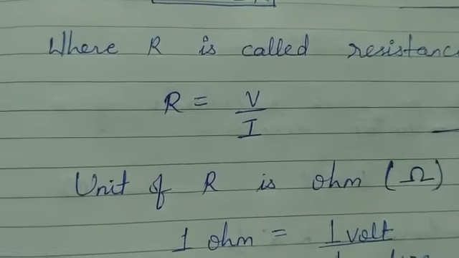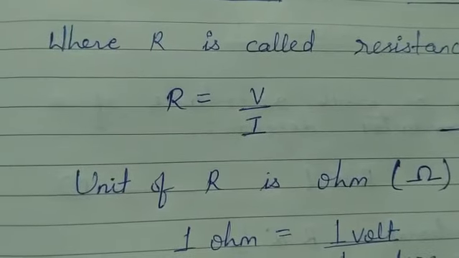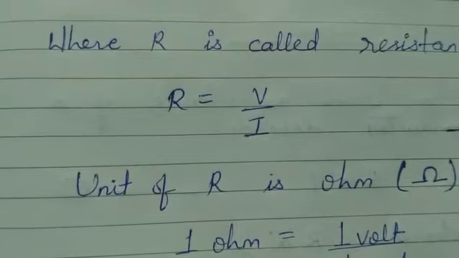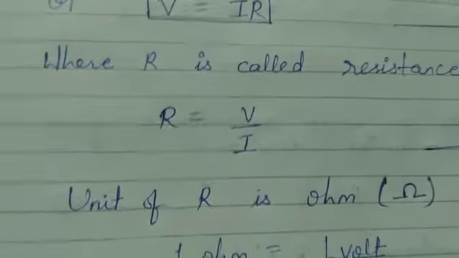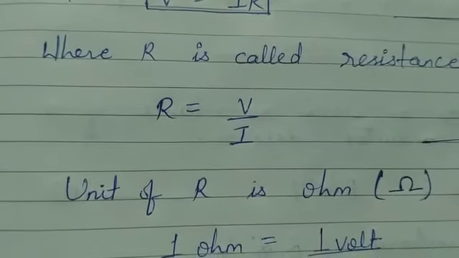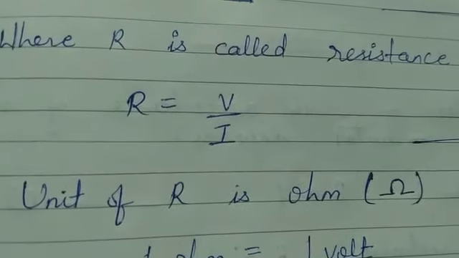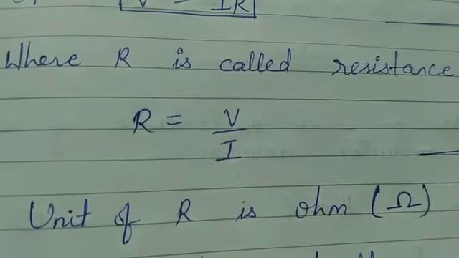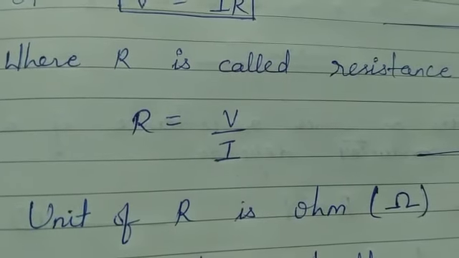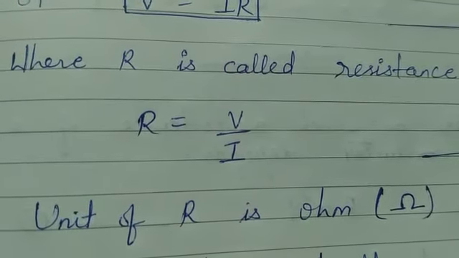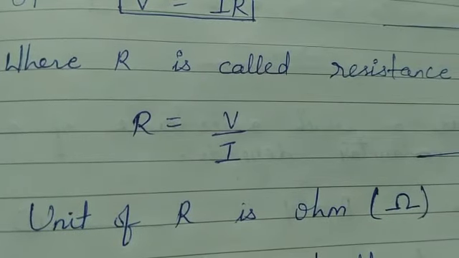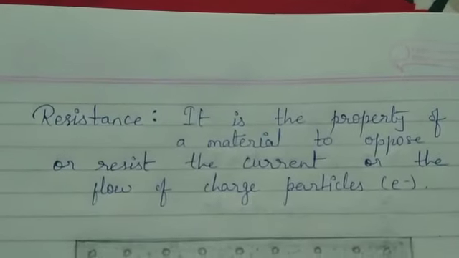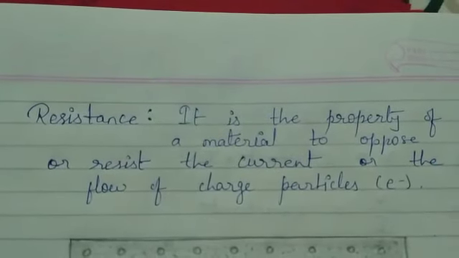As you can see in this formula, resistance and current are inversely proportional. That means if the value of resistance increases, the value of current will decrease. It means resistance is something which decreases the value of current. Okay. Now let's see the definition of resistance.